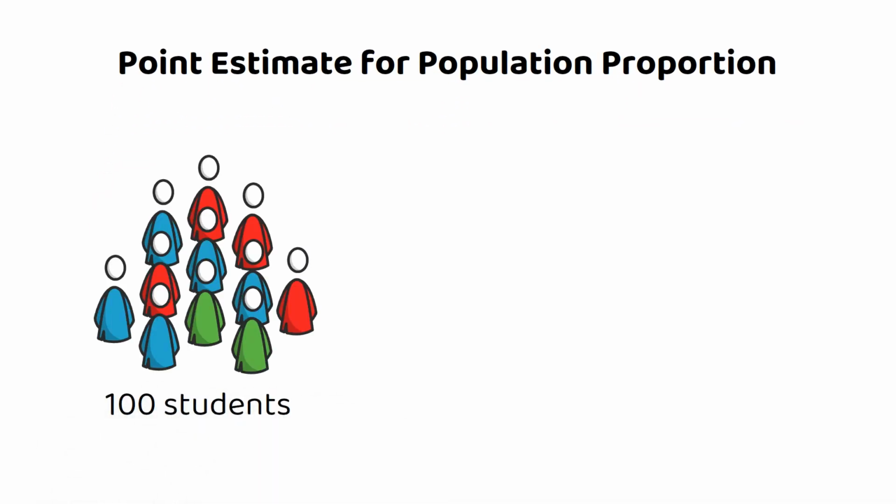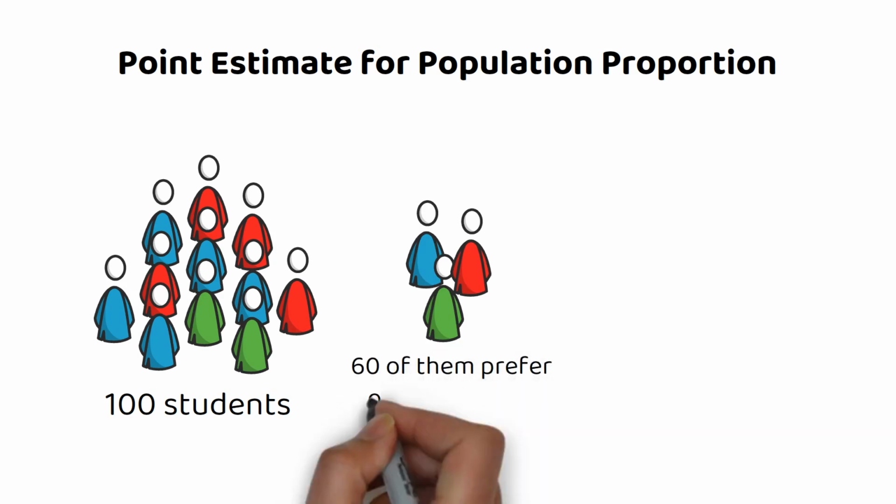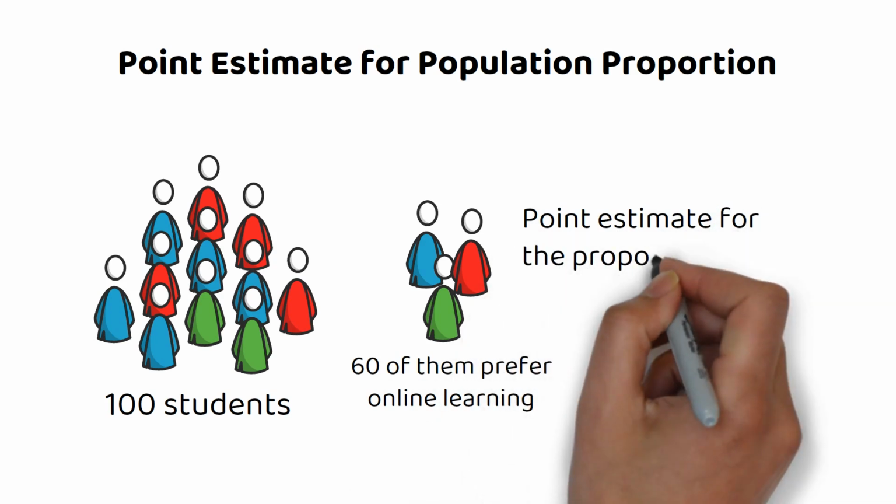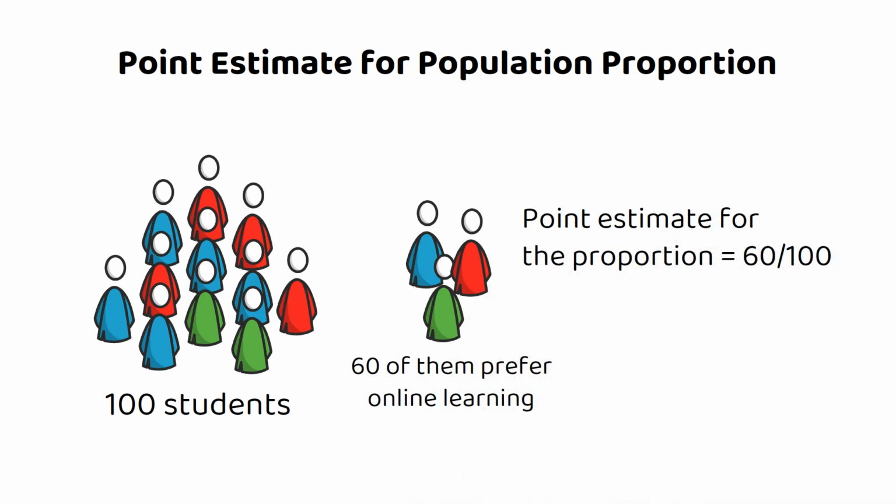If we sampled 100 students and found that 60 of them prefer online learning, our point estimate for the proportion preferring online learning would be 60 over 100, or 0.6.